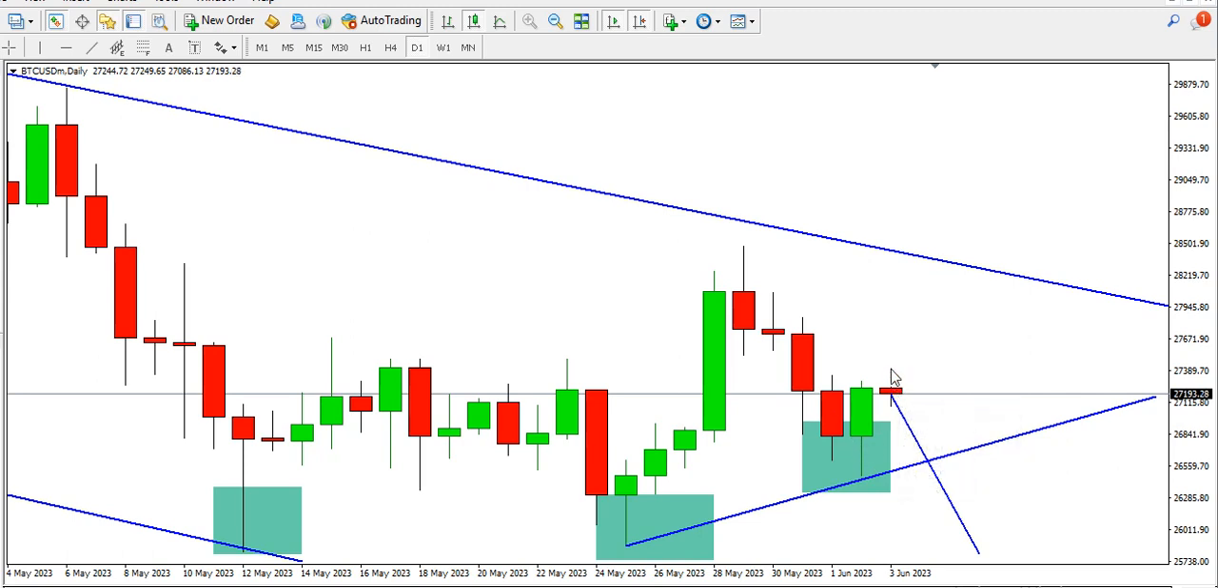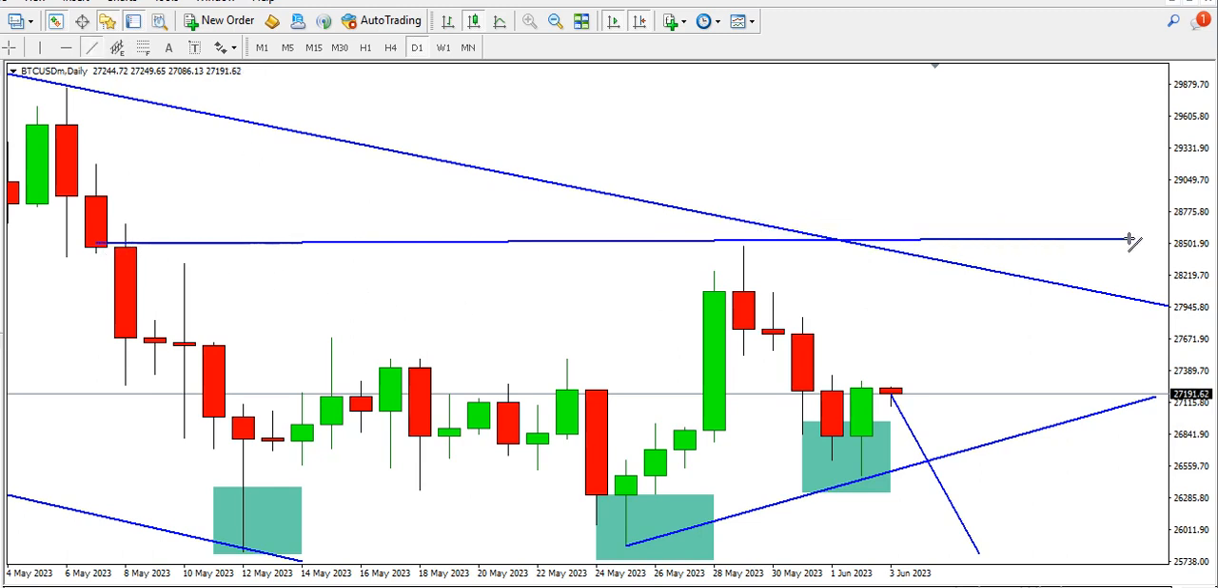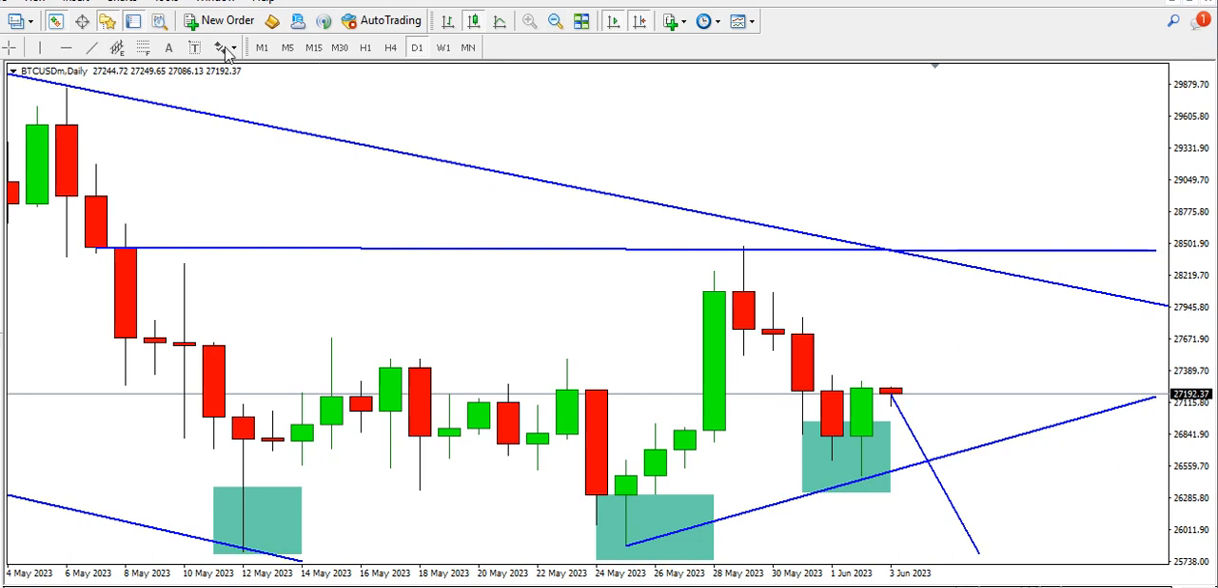So if price is able to appreciate up, we might see a break of this neckline around here. We might see price go up to break the descending trend line, retest both the neckline and the descending trend line for price to continue up. But that's just a forecast. It's not 100% certain. It's just a possible direction that price might likely go.